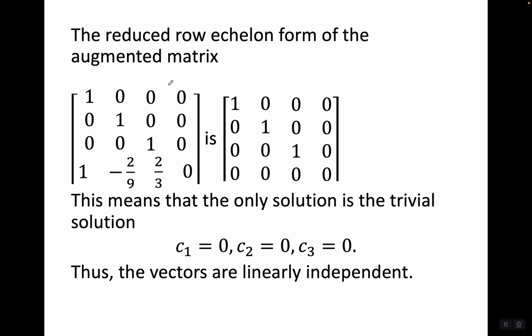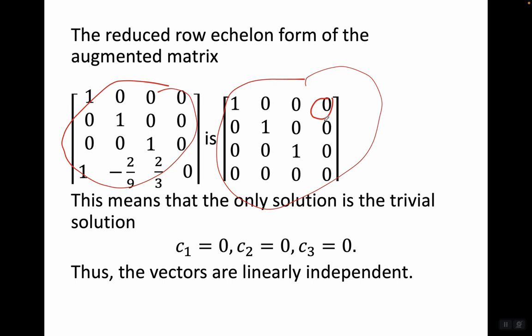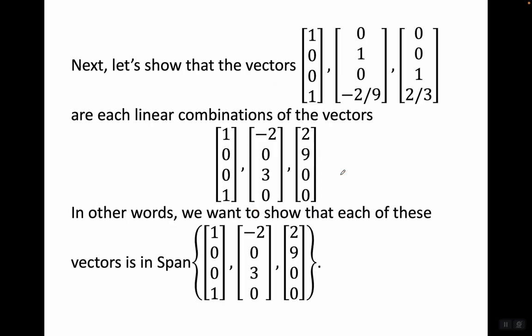Well, the reduced row echelon form of the augmented matrix looks like this. This means the only solution is the trivial solution: C1 equals 0, C2 equals 0, C3 equals 0, and the bottom row is all zeros. Thus, the vectors are linearly independent.